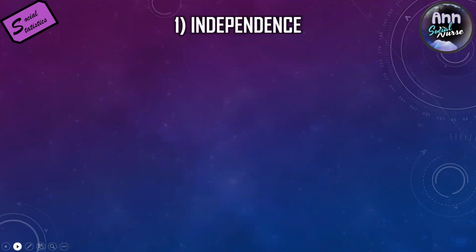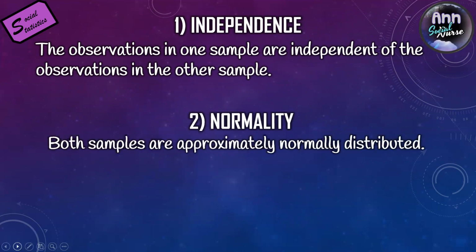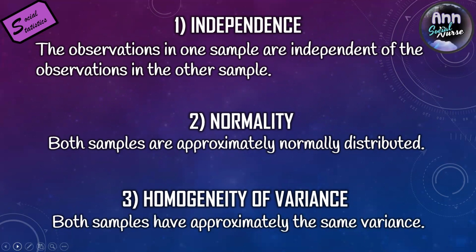Now, as to independence, the observations in one sample are independent of the observations in the other sample. So this should be two different samples. As to normality, both samples are approximately normally distributed. Homogeneity of variance, both samples have approximately the same variance.